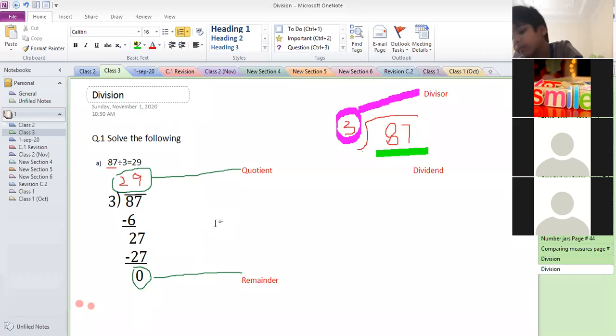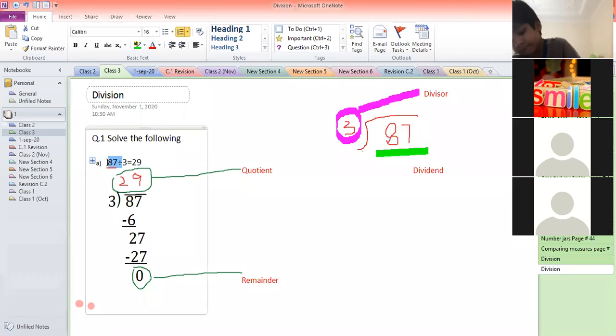Okay. Do you know about the dividend and divisor? No, I don't know it. The number which you have to divide is called dividend. Which number you are going to divide here? You are going to divide 87, so 87 is your dividend. And the number by which you are going to divide is called divisor. So you are going to divide 87 by 3, so 3 is your divisor, right?